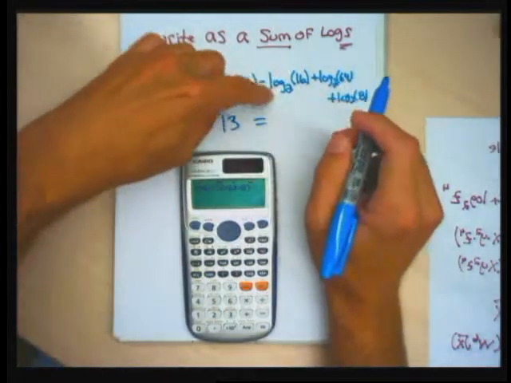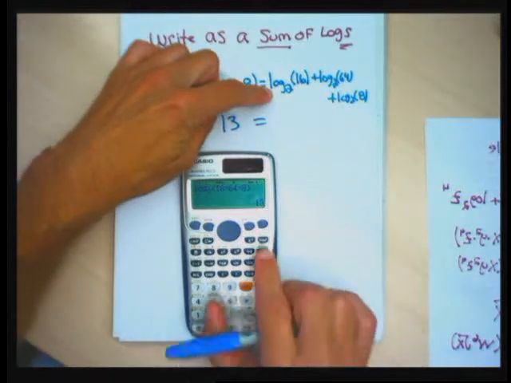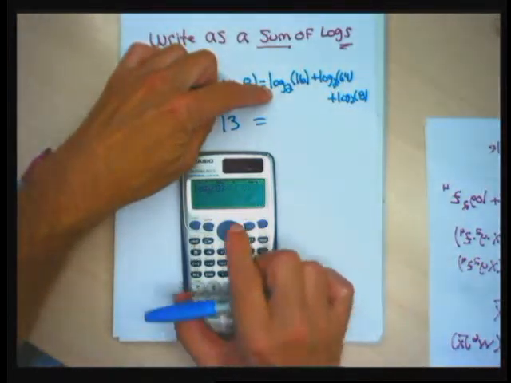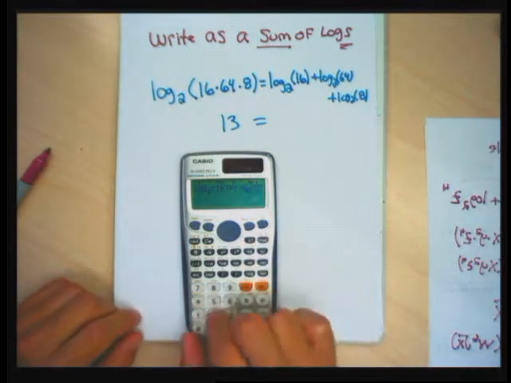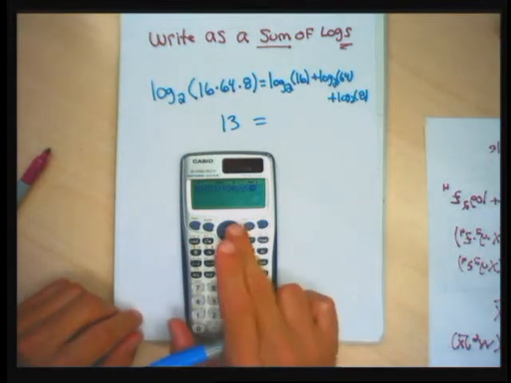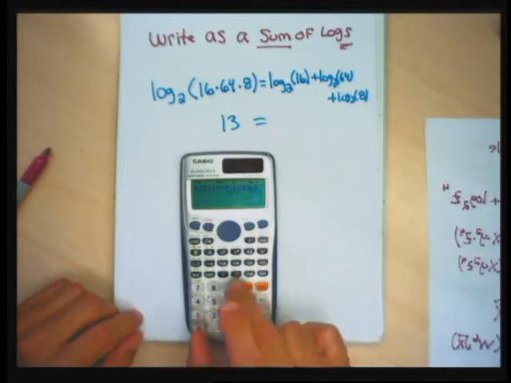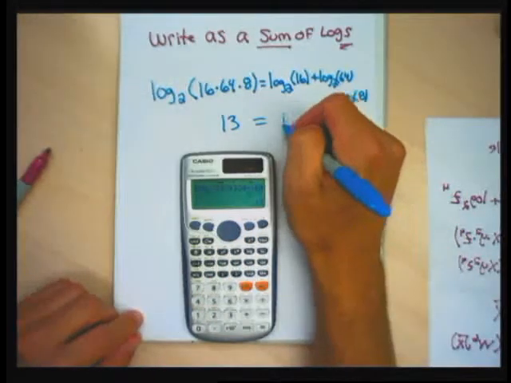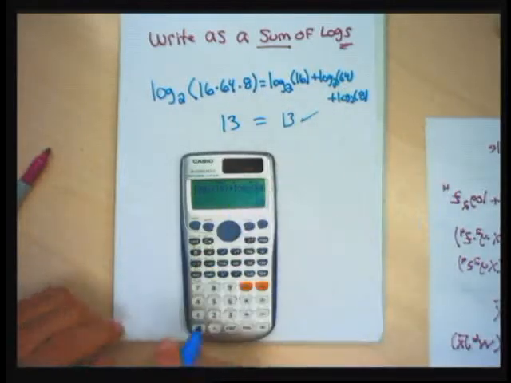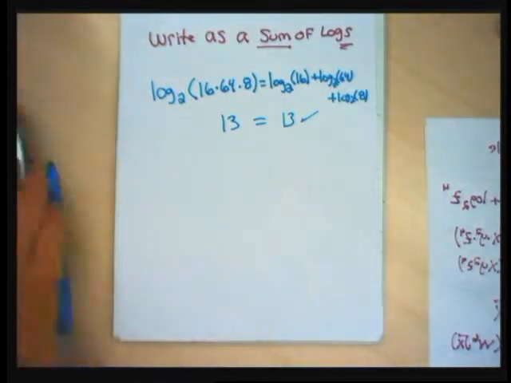And my expansion into a sum of logs is the log base 2 of 16 plus the log base 2 of 64 plus the log base 2 of 8. And that also equals 13. So I was able to actually check that my expansion is right.